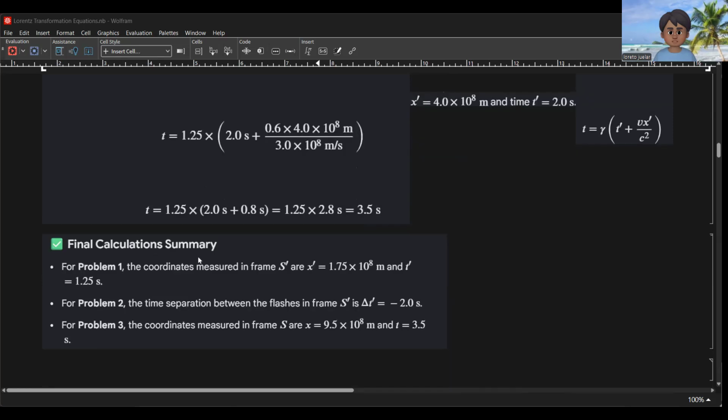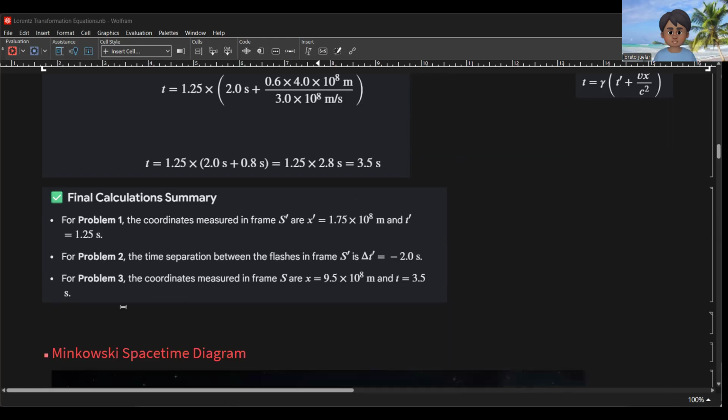So, final calculation summary. For problem 1, the coordinates measured in frame S prime are x prime equal to 1.75 times 10 to the 8 meters and t prime equal to 1.25 seconds. For problem 2, the time separation between the two flashes in frame S prime is negative 2.0 seconds. For problem 3, the coordinates measured in S are x equal to 9.5 times 10 to the 8 meters and the time is equal to 3.5 seconds.